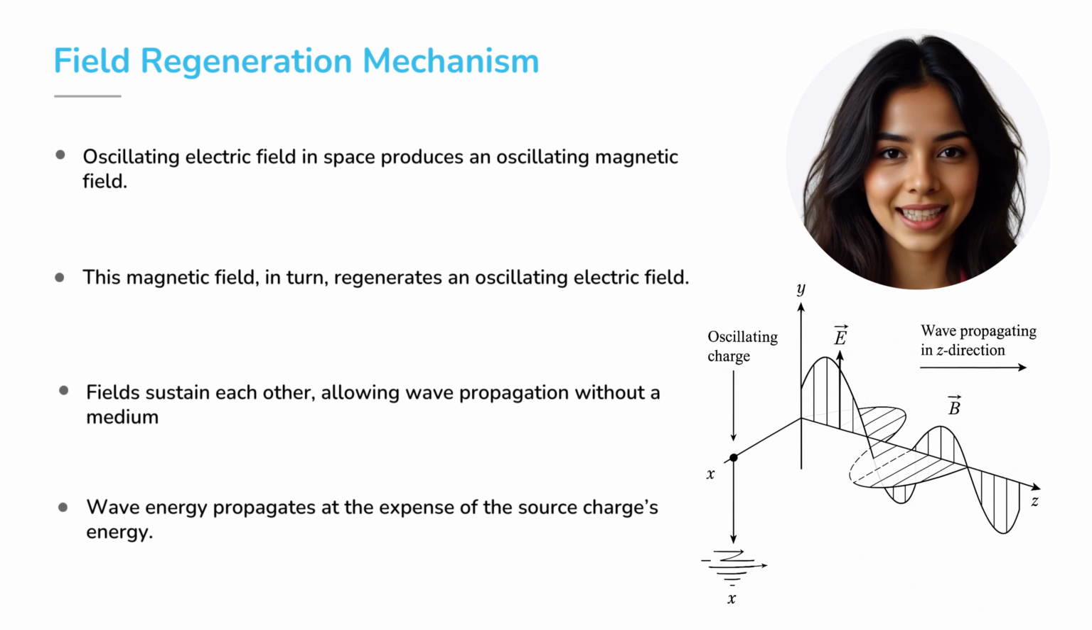Now here's where it gets even cooler. An oscillating charge produces an oscillating electric field in space. That electric field, in turn, produces an oscillating magnetic field. And the magnetic field regenerates an oscillating electric field. It's like two friends endlessly tossing a ball back and forth, keeping the game alive.